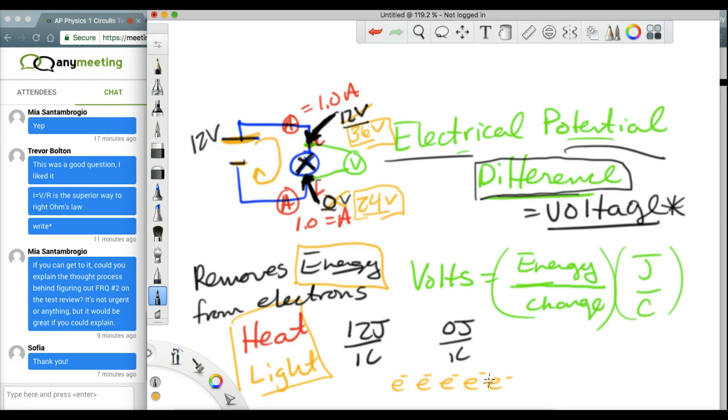But were the electrons given off? No. The number of electrons coming into and leaving were the same. So that's why the junction rule is conservation of charge, and it deals with current. And the loop rule is conservation of energy, and it deals with the voltage. Okay? So that is a quick rundown of number 2 on the FRQ.